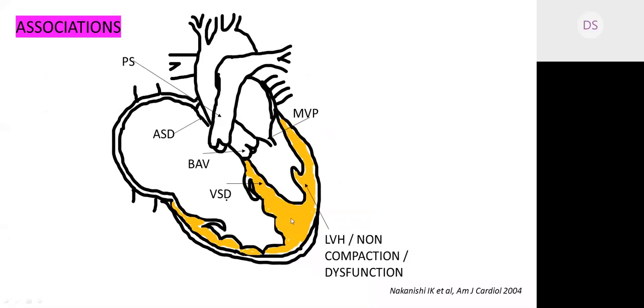But you can have associated anomalies also, and the most common is the atrial septal defect. Now, the atrial septal defect, different studies mention different percentages, and it ranges from 40 to 80% of Ebstein's to be having an atrial septal defect. Can you have an Ebstein's without ASD? Yes, we can. Also, you can have associated ventricular septal defect and patent ductus arteriosus.